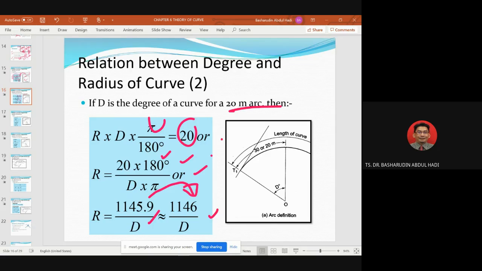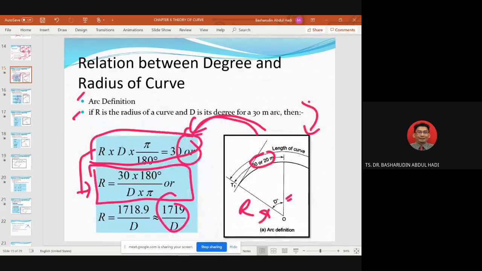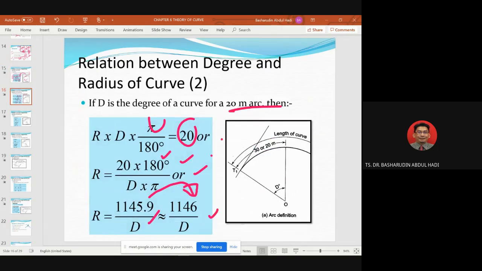Alright. So that is the relation between degree and radius of curve based on 20 meters, and previously based on 30 meters. You can see this formula is 1718.9 divided by D. Meanwhile here it is 1145.9 divided by D.